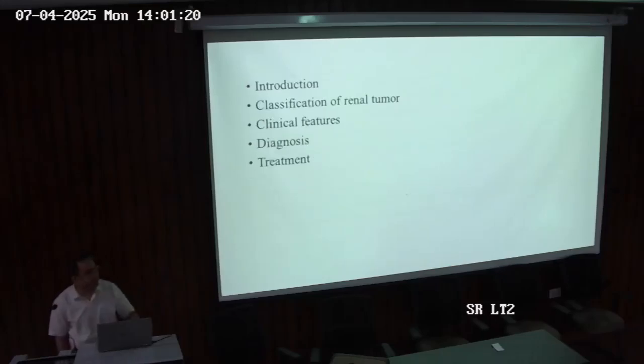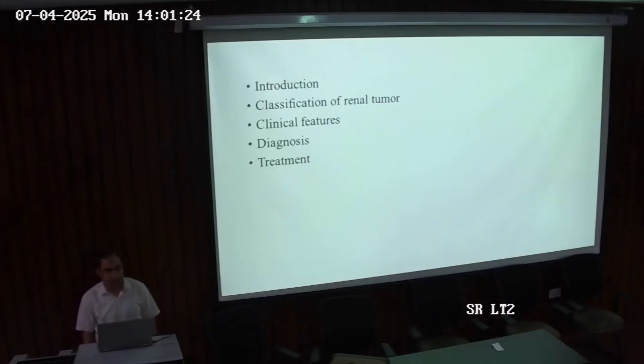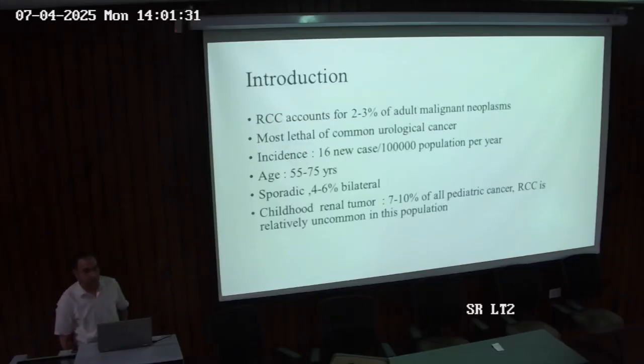So we will discuss under these headings: first introduction, then classification of renal tumor, clinical feature, diagnosis and treatment. So first is the introduction. Renal tumor accounts for 2 to 3% of all adult malignancy.